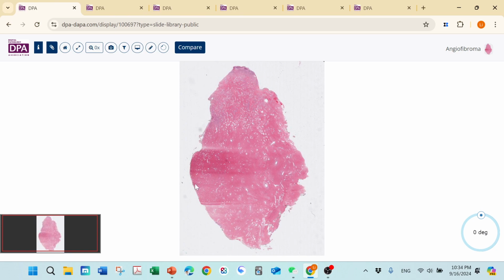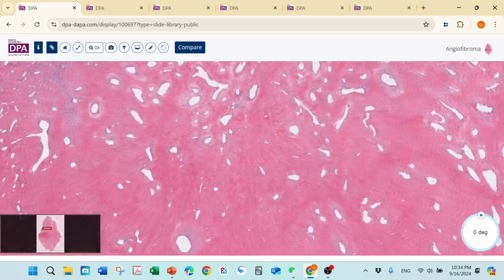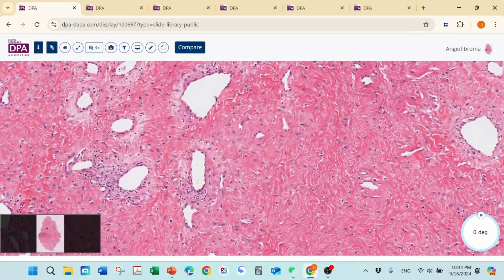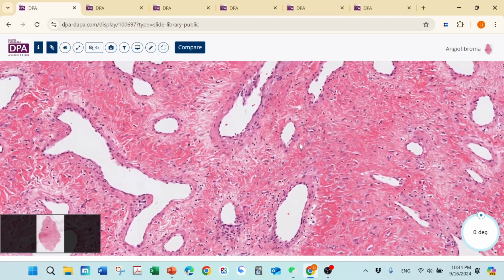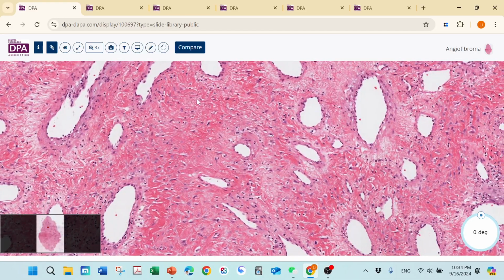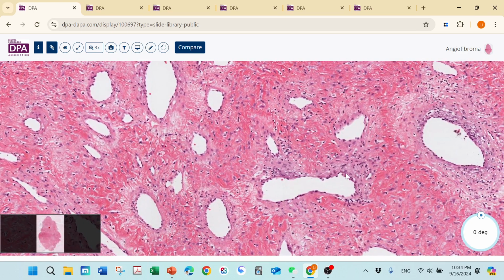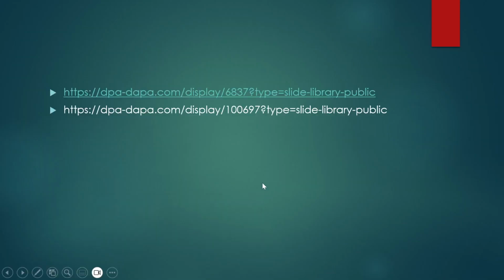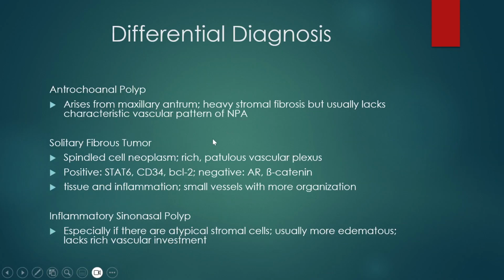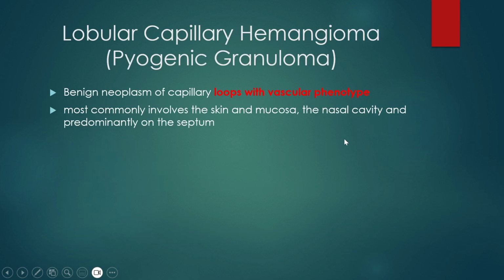One more example. Even in low power, tons of blood vessels. And between these vessels, we have this sclerotic stroma and spindle cells. All the area looks the same. This thin wall blood vessel is characteristic for nasopharyngeal angiofibroma. We'll talk about the differential as this lecture goes on.